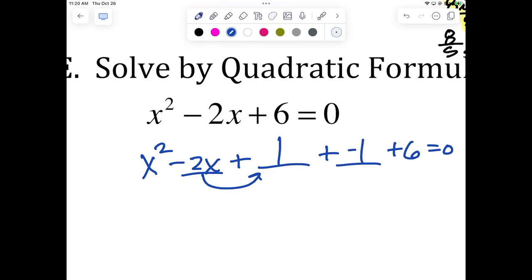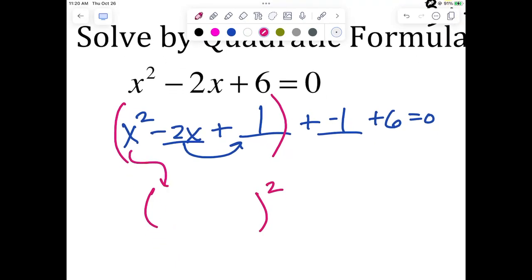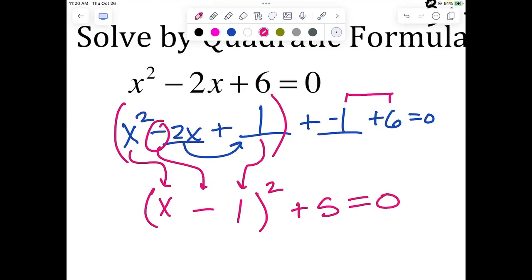A negative 1. Yeah. Now I group these three together, and that factors into a binomial squared. It's the square root of x squared in the front, the square root of 1 in the back, and the middle sign in the middle. So it's x minus 1 squared. And then what do we get here? What's negative 1 plus 6? That's 5. Now this is where people stopped.